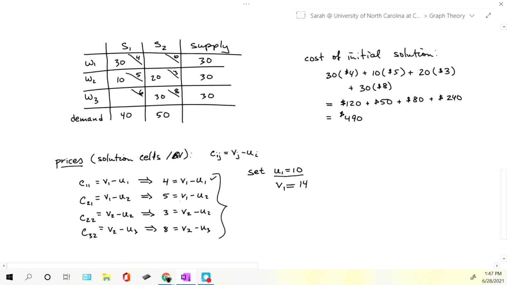Next one down, we already have a V1. So we just plug in V1 and we're going to be able to solve for V2. So here's 14 minus something equals 5. So that looks like a 14 minus 9. So U2 should be 9 here.